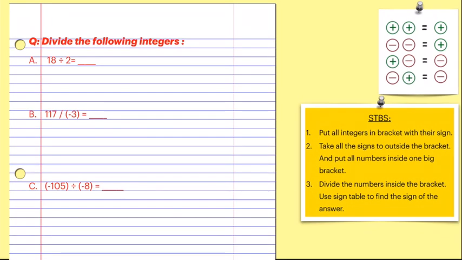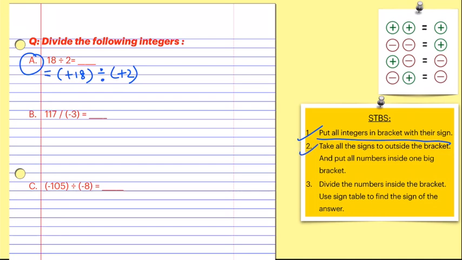The first question is 18 divided by 2, right? The first step in steps to build skill is put all the integers in bracket with their sign. Okay, so the first step is you're going to write 18 as plus 18, right? And divided by, this is plus 2. Okay, let's do the second step.